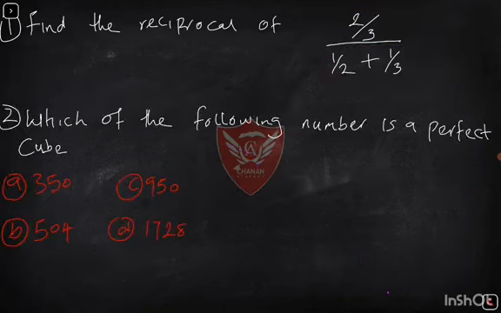Alright, so number 2 says, which of the following numbers is a perfect cube? We are not going to do this in this class. I'll leave this for you to try your hand, but I'll give you a hint. So for each of them, use the long division to divide, and then look for which one all the factors are perfect cube.